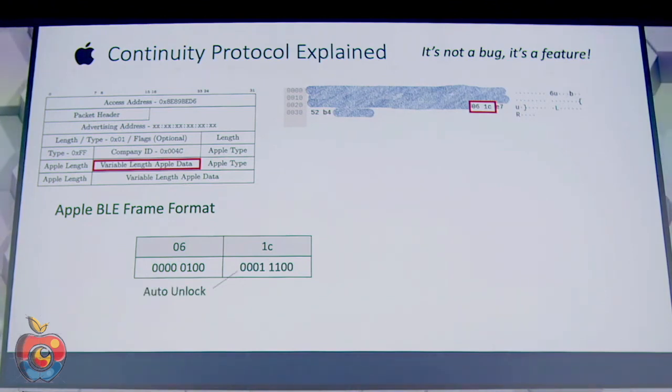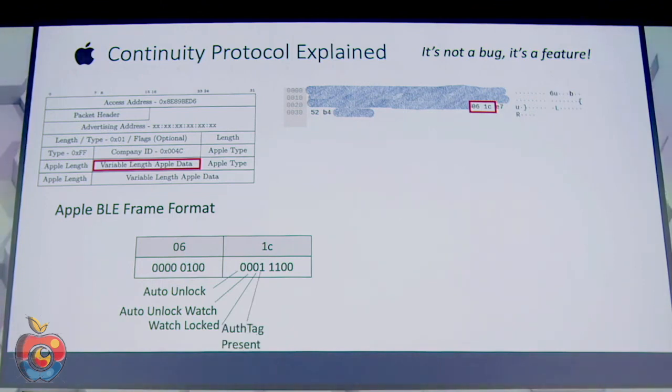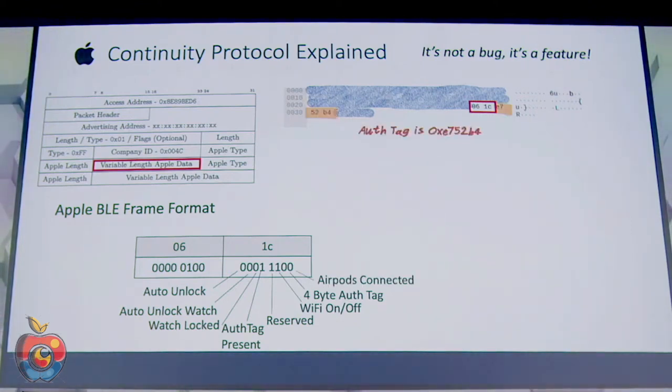So let's see this other byte. There's auto unlock information, like Face ID unlock or watch unlock, whether or not your watch is actually locked or not, whether or not there's an auth tag present, another reserved bit, whether your Wi-Fi is on or off, and whether or not you have a 4 byte auth tag, and in this one you'll see we have a 3 byte auth tag, and whether or not your AirPods are connected. So what is the auth tag? An auth tag is actually part of the AES-GCM specification, and that just allows you to pass additional information in a continuing session.